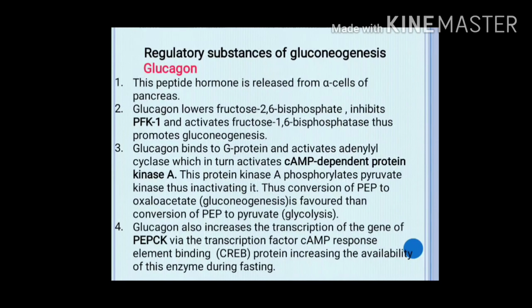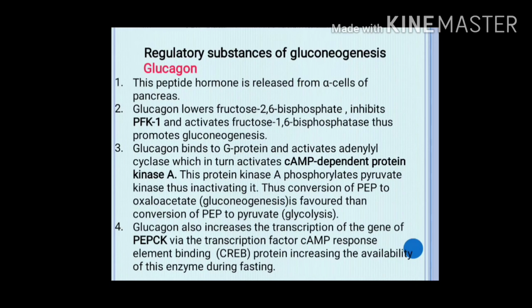Glucagon binds to a G protein and it activates adenylyl cyclase. This adenylyl cyclase produces cyclic AMP, which is the second messenger. The second messenger then activates protein kinase A. So the cyclic AMP dependent protein kinase A phosphorylates pyruvate kinase, thus inactivating it. Remember, pyruvate kinase, when it is phosphorylated, is deactivated. So here also, when protein kinase A is phosphorylating pyruvate kinase, it is inactivating it.